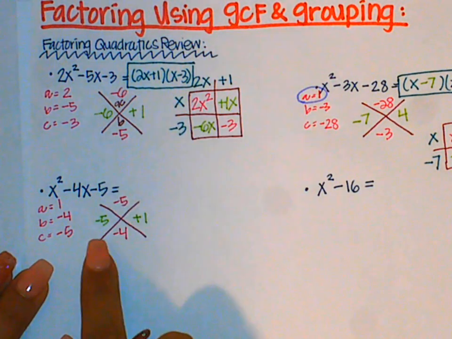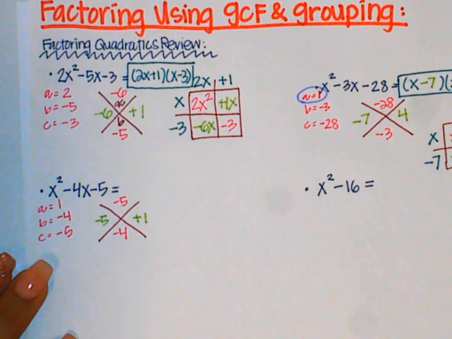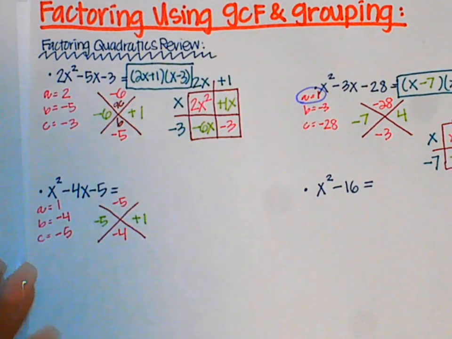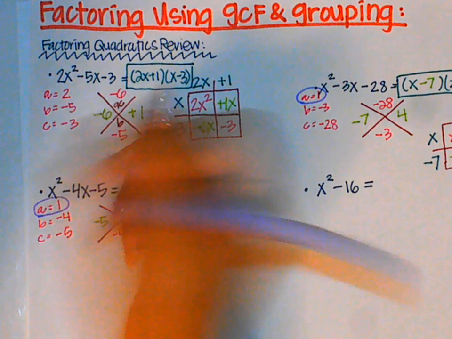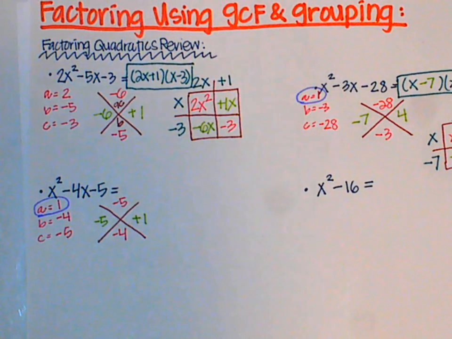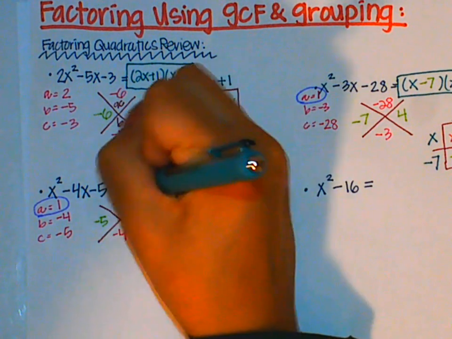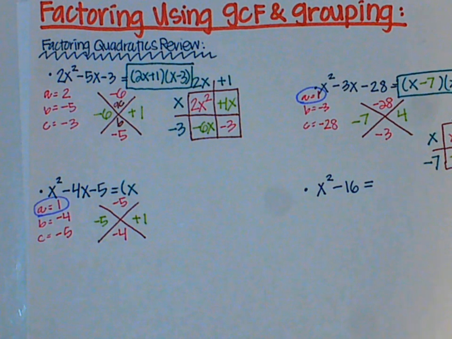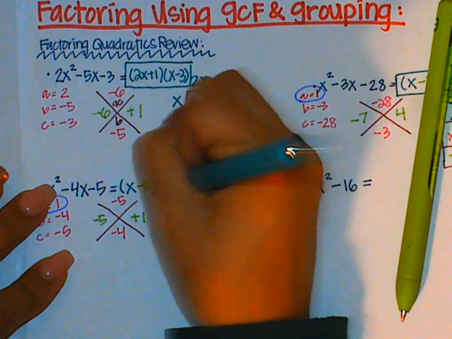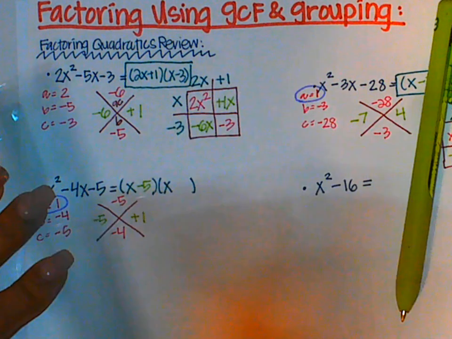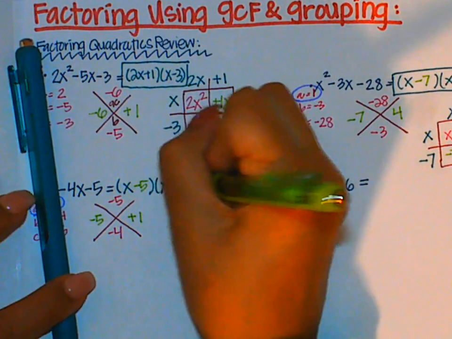Now this is another reason why I like to put my signs there so that when I transfer them over, I don't forget it. You notice that a is equal to a positive 1 here. And when that's the case, I can just fill it in as x minus 5. And then x plus 1.